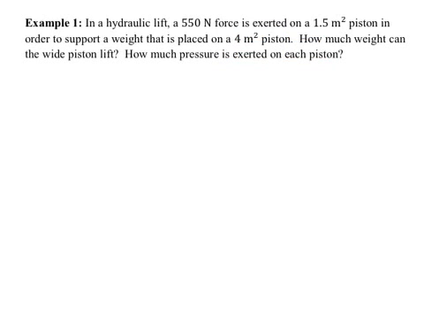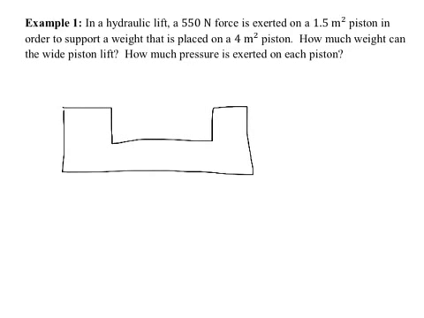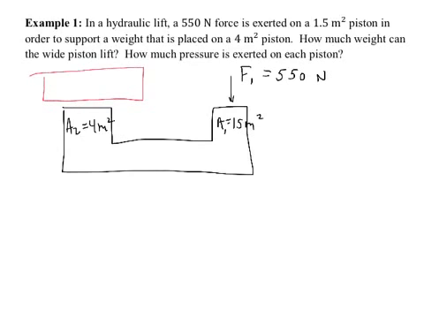In a hydraulic lift, we could say that a 550 Newton force is exerted on something. So let's go ahead and draw a hydraulic lift. I always draw one piston larger than the other, so this is the smaller one on the right here. So we'll say that this area is the smaller one, 1.5 square meters. The force applied, F1, is going to be 550 newtons. Now, in order to support the weight that is placed on a 4 square meter piston, so this area 2 is 4 square meters. Now it says how much weight can the wide piston lift? Meaning, what's the maximum allowable weight of this car or this object here?